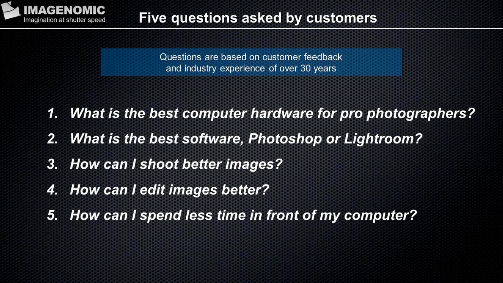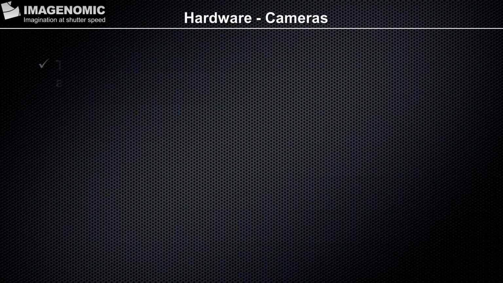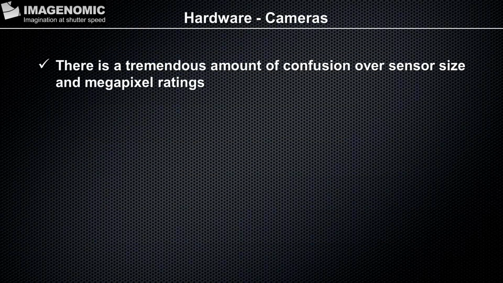Now, we're going to talk a little bit about hardware and cameras. We're going to specifically talk about cameras. There's a tremendous amount of confusion out there over sensor size and megapixel ratings. The first thing most people think of, especially newer photographers, is that if I buy the newest camera with the biggest sensor, I'm going to get better pictures. No, it doesn't quite work that way. This will be the subject of a whole series of webinars by itself.